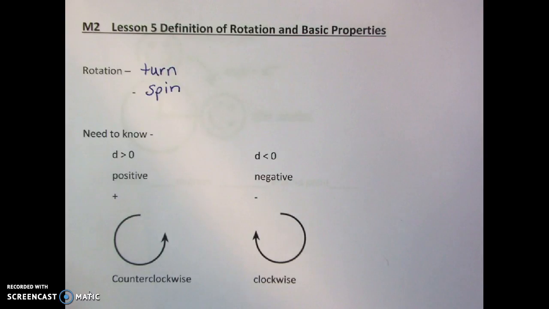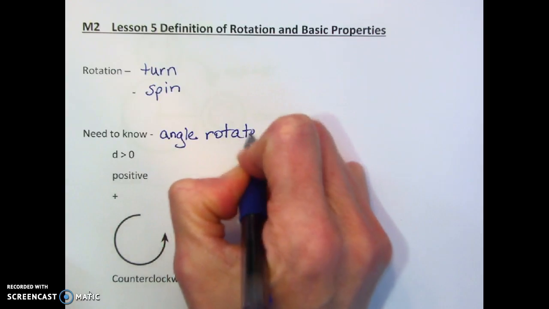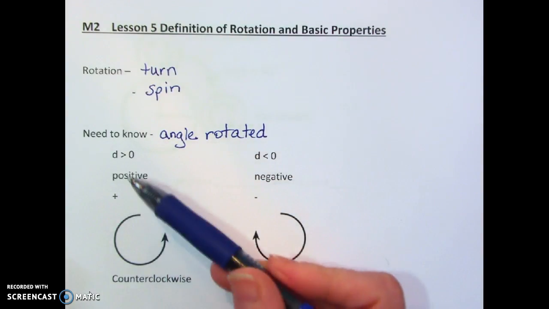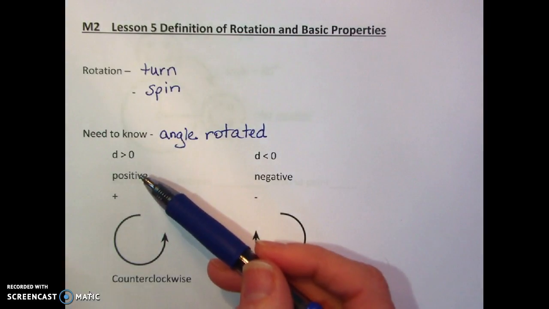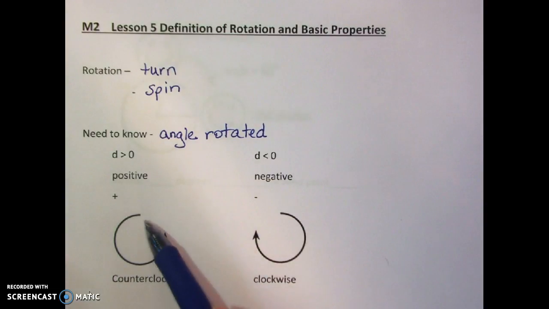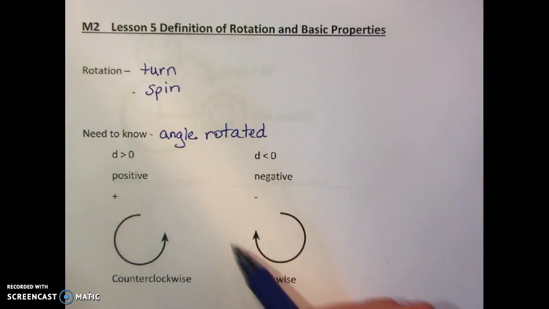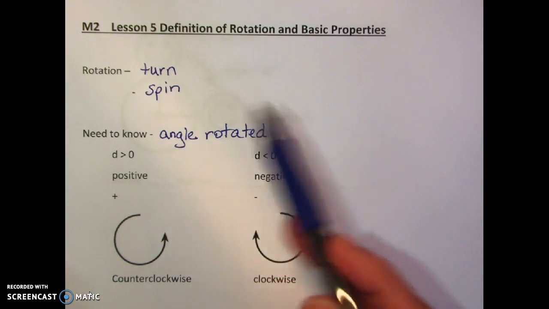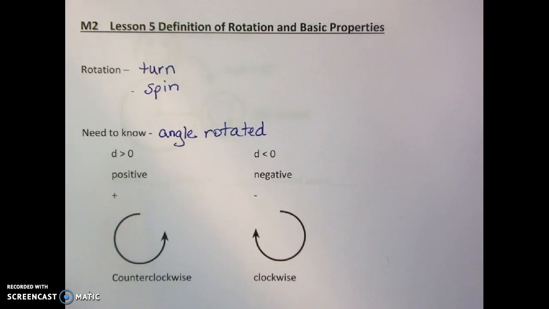Now, there's a couple things you need to know when you do a rotation. One of those is you need to know the angle that you're rotating. And you need to know if that angle is positive, the degrees is greater than 0, or if the degrees is less than 0, which would result in a negative number. If it's a positive number, you're going to rotate counterclockwise. If it's a negative number, you're going to rotate clockwise. Now, I would write this down because it's very easy to switch those two, to rotate the wrong direction. So positive is counterclockwise, negative is clockwise.